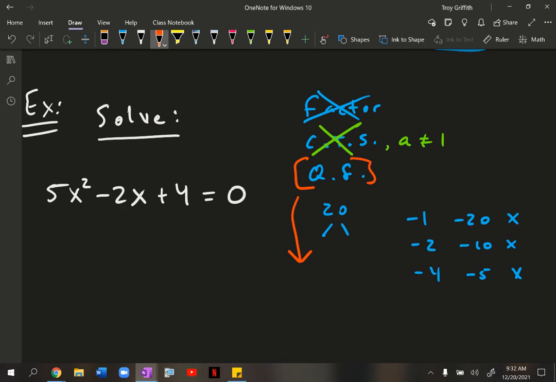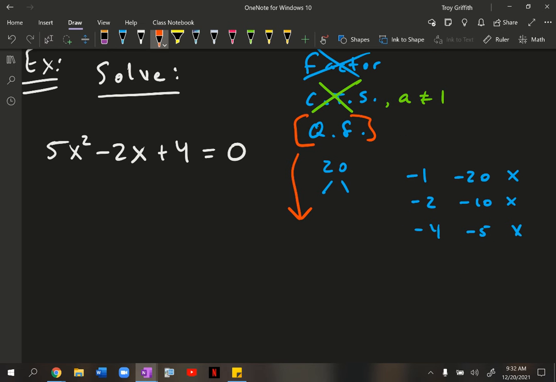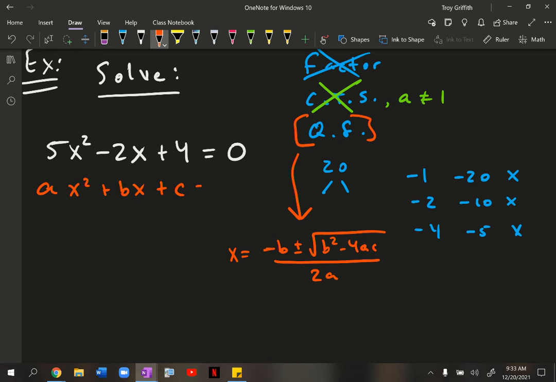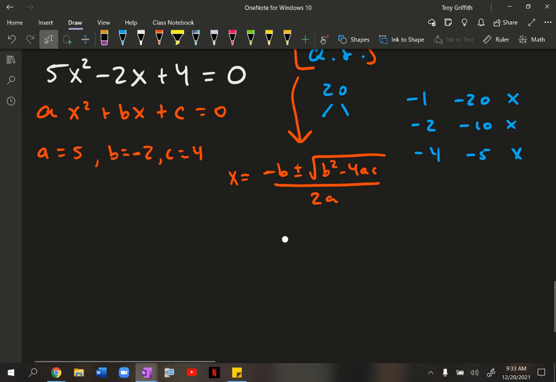So let's see, first of all, does anybody remember the quadratic formula? The quadratic formula is x equals negative b plus or minus the square root of b squared minus 4ac, all divided by 2a. All right, so all the quadratic formula is plug and chug, but you do need to identify what's a, b, and c first. So in this case, a is 5, b is negative 2, and c is 4. So let's go ahead and plug those in.